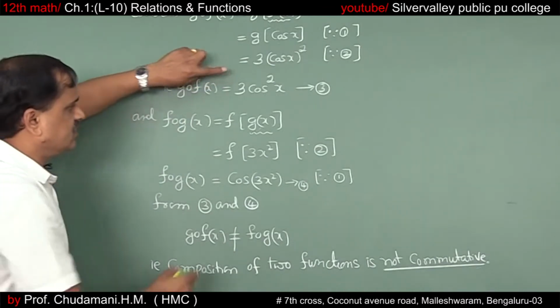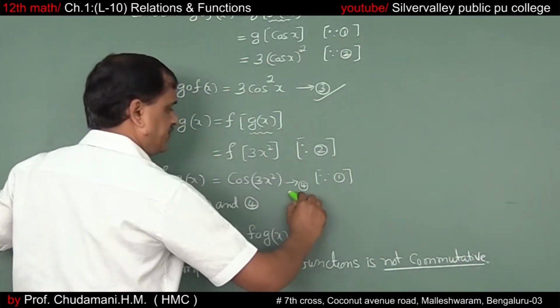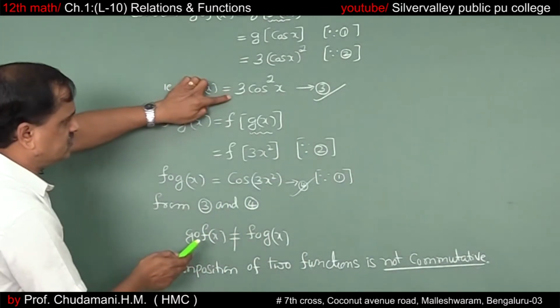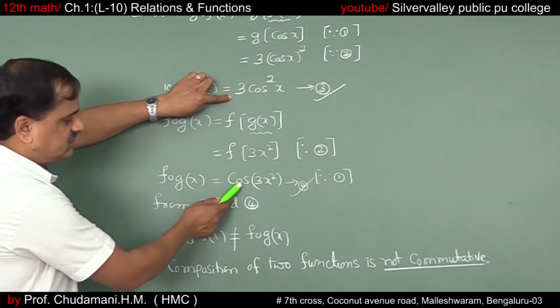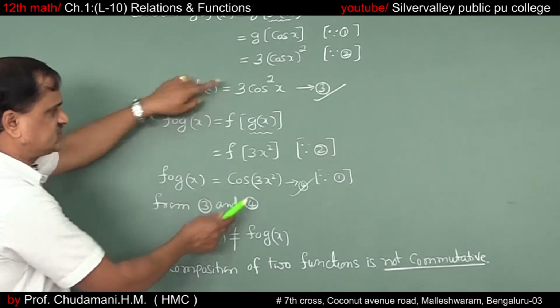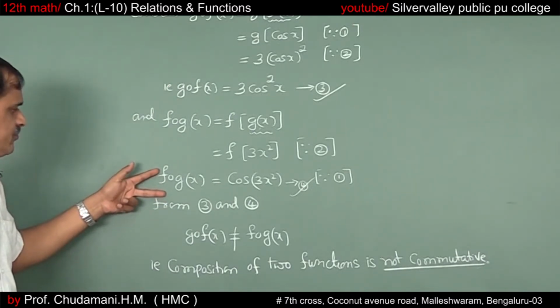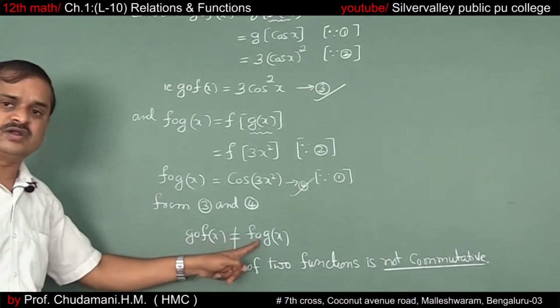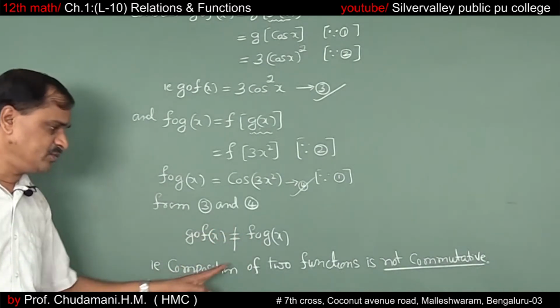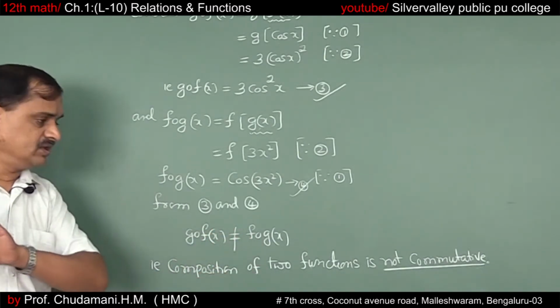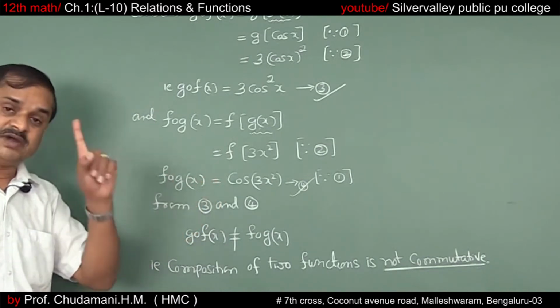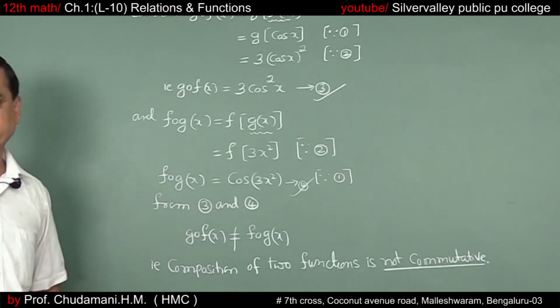So look at 3 and 4. They are not equal. 3 cos square x not equal to cos 3x square. That means GOF is not equal to FOG. That means composition of two functions is not commutative, but it is associative. Correct.